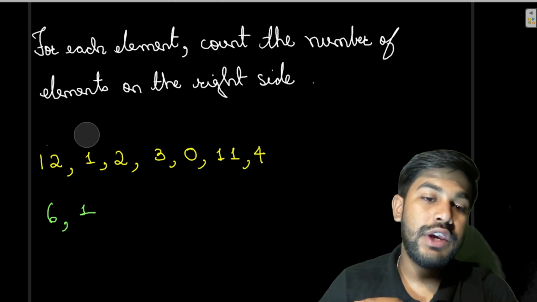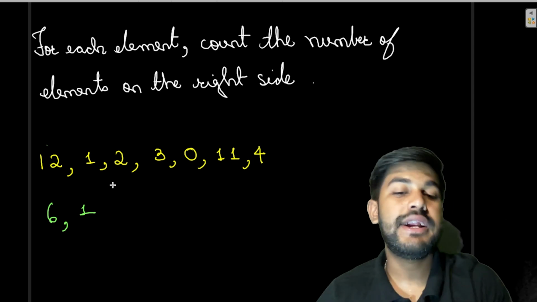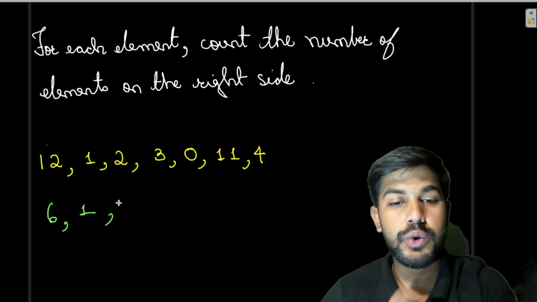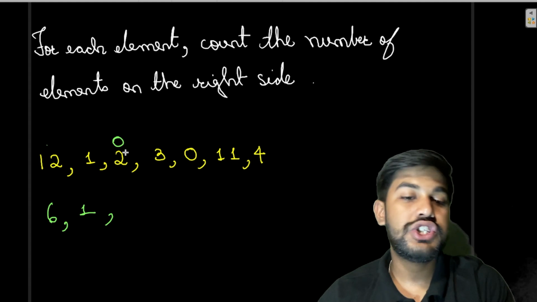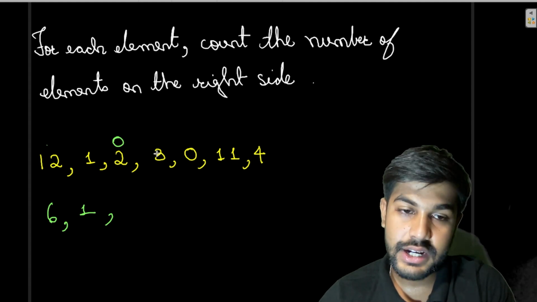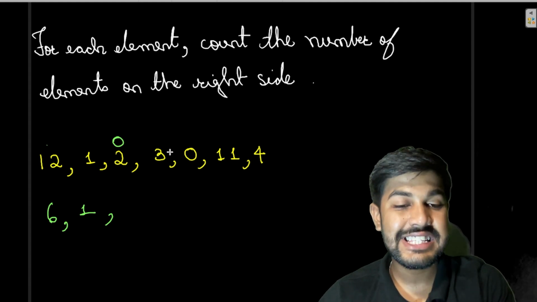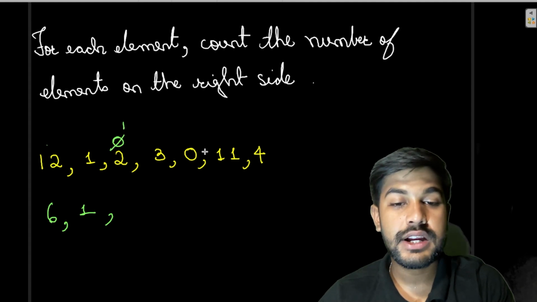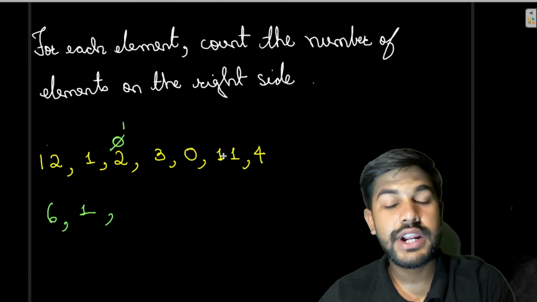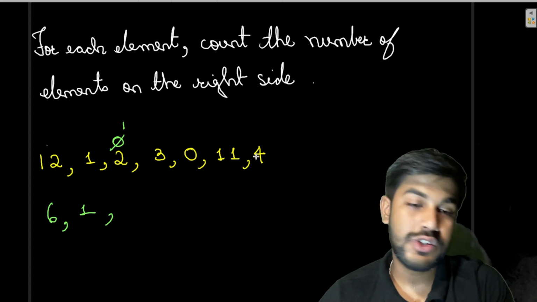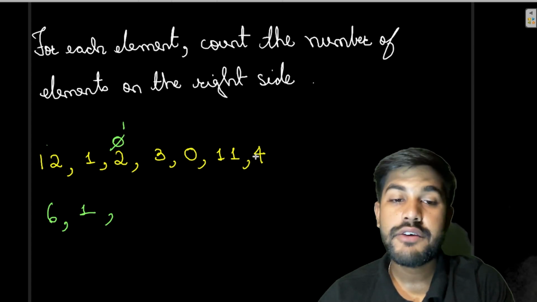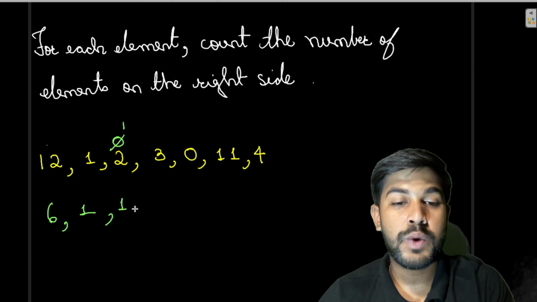Okay, so now we move forward to the next element, that is 2. So for the 2, we have initial count as 0. 3 is greater than that. 0 is less than 2, so we would increment the count. Then we have 11, which is greater than 2, and then we have 4, which is also greater than 2. Okay, fair enough. So the count is 1 again.